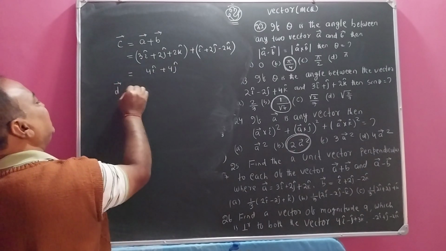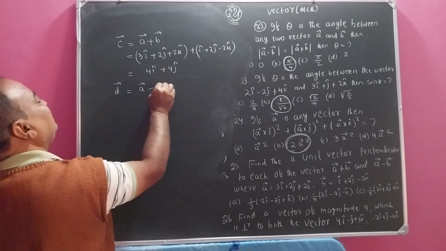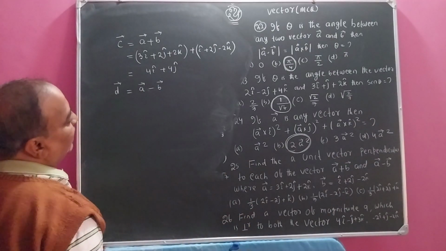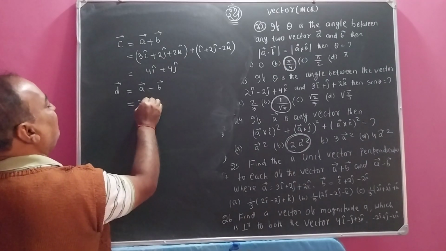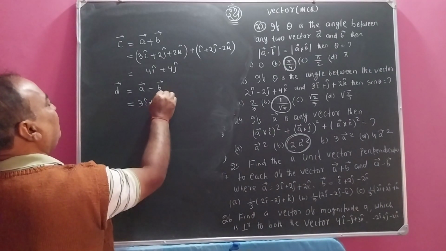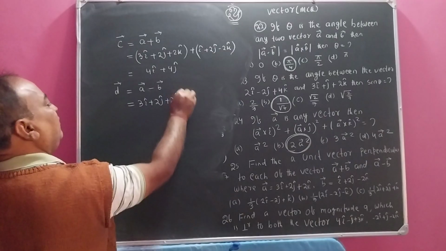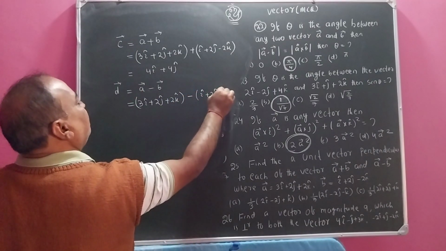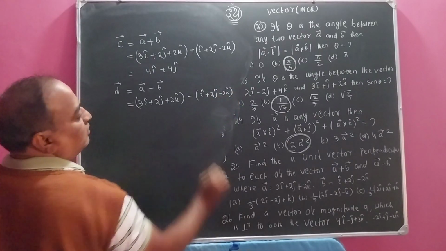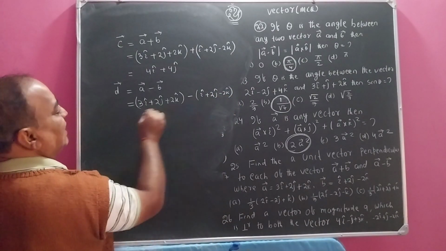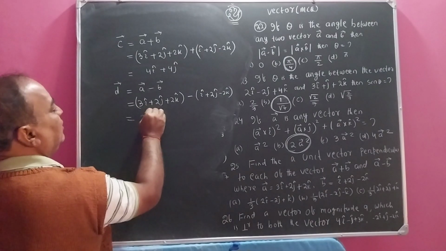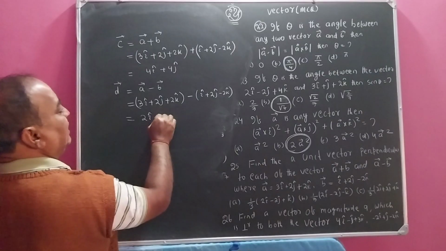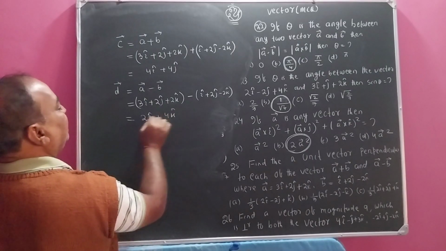Let d vector be a vector minus b vector. A vector, 3i cap plus 2j cap plus 2k cap, minus i cap plus 2j cap minus 2k cap. Okay, 3i cap minus i cap is 2i cap, 2j cap minus 2j cap cancel, 2k cap plus 2k cap is 4k cap.